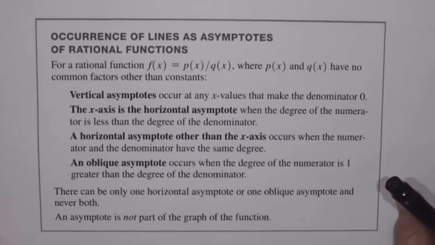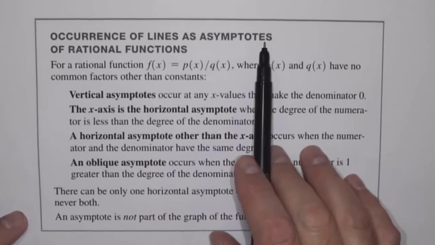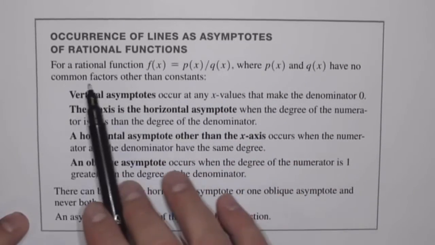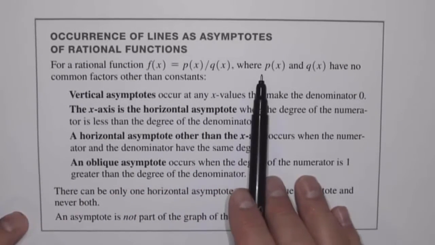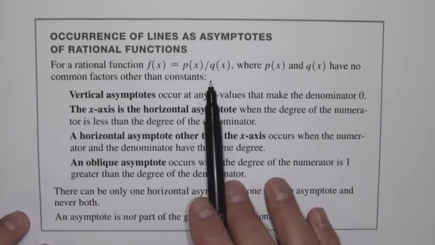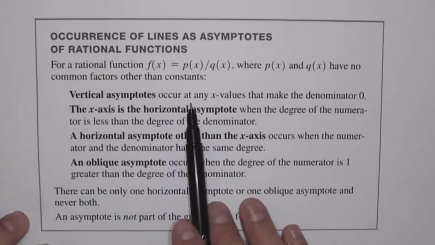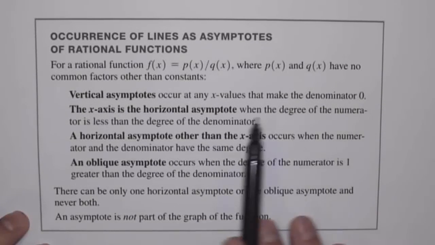So let's summarize what we've learned so far about asymptotes. Occurrences of lines as asymptotes of rational functions. So for a rational function, f of x equals p of x over q of x, where p of x and q of x have no common factors other than constants, vertical asymptotes are going to occur at any x values that make the denominator 0.